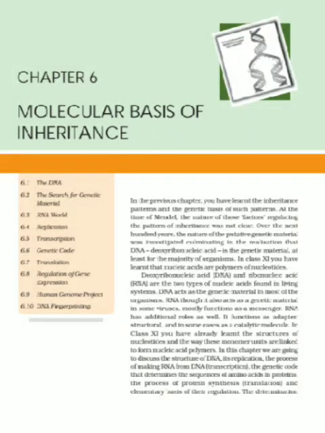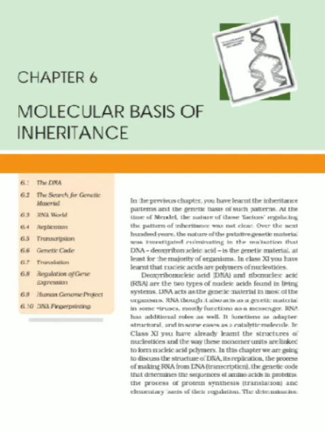Chapter 6: Molecular Basis of Inheritance. In the previous chapter, you learned the inheritance patterns and the genetic basis of such patterns. At the time of Mendel, the nature of those factors regulating the pattern of inheritance was not clear. Over the next 100 years, the nature of putative genetic material was investigated, culminating in the realization that DNA, deoxyribonucleic acid, is the genetic material, at least for the majority of organisms.